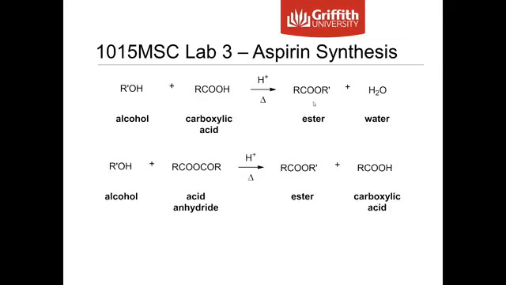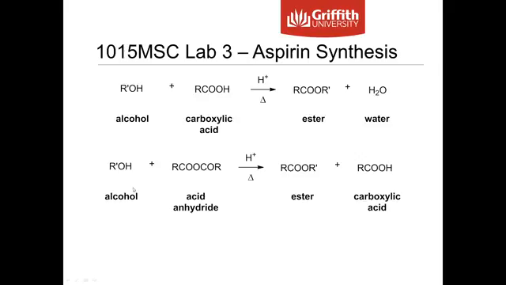In the lab, one way to improve the yield of the ester, rather than using the carboxylic acid, is to use what's called an acid anhydride. This is two molecules of the carboxylic acid that have joined together and lost a molecule of water. Anhydride means without water.